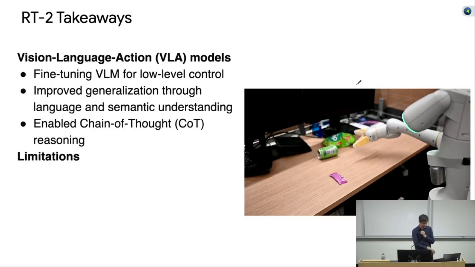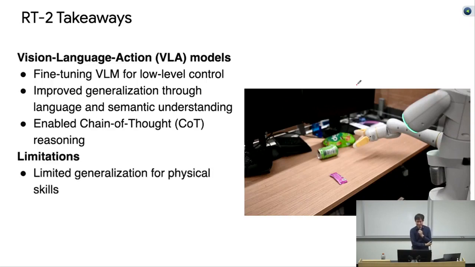Some limitations of this project. One is we see very limited generalization for physical skills. All the robot training data is pick and place, and it does not generalize to opening the drawer or more dexterous manipulations. This is also not surprising, given all the physical information, physical interaction, is provided by the robot data. It's not in the web data for vision language models.